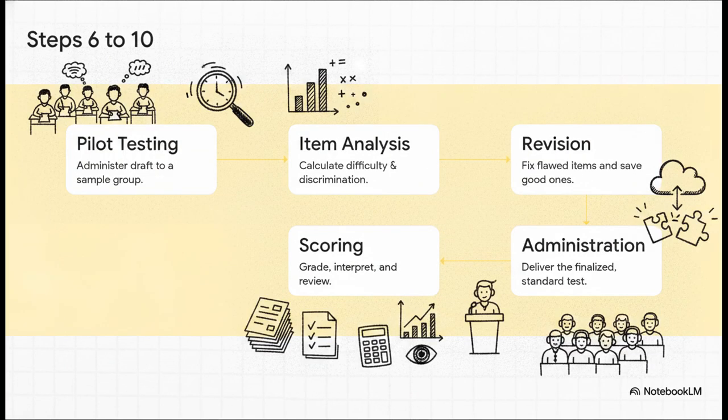The momentum keeps going right into stage 6, pilot testing. The draft test is given to a sample group of real learners under actual conditions to gather hard empirical data. This completely prevents artificial score inflation or unfair time crunches. Stage 7 is quantitative item analysis. Stage 8 is test revision and item banking. Basically, flawed items are thrown out, and the mathematically proven ones are saved to a database.